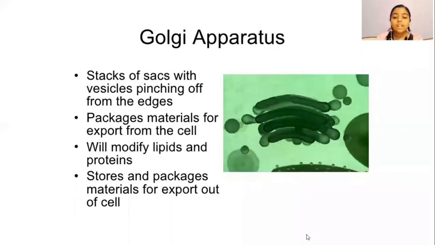This is the Golgi apparatus or the Golgi body, which are lined sacs. They help in the packaging of the materials to export them out of the cell. They also keep checking what materials are entering the cell and what are leaving the cell.